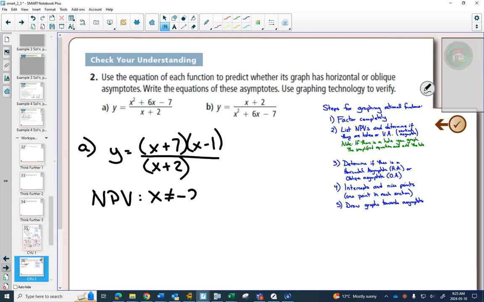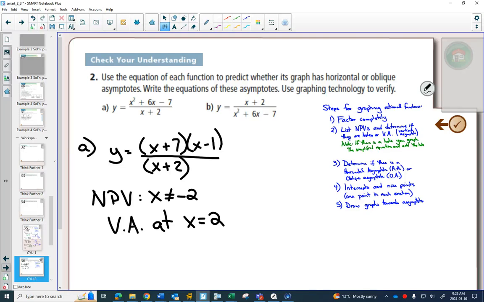X can't equal negative 2. And we have to decide if this non-permissible value is going to be a hole or a vertical asymptote. Does it simplify? No. Because it doesn't simplify, and remember, when you write your vertical asymptote, there is an equal sign, x equals -2. So we have a vertical asymptote. Step 2 is done. Step 3.